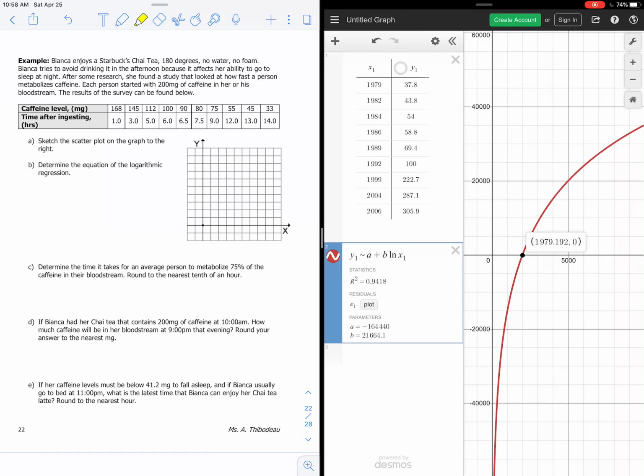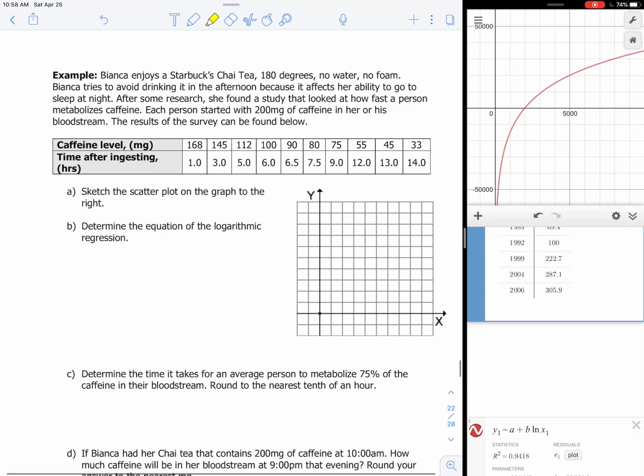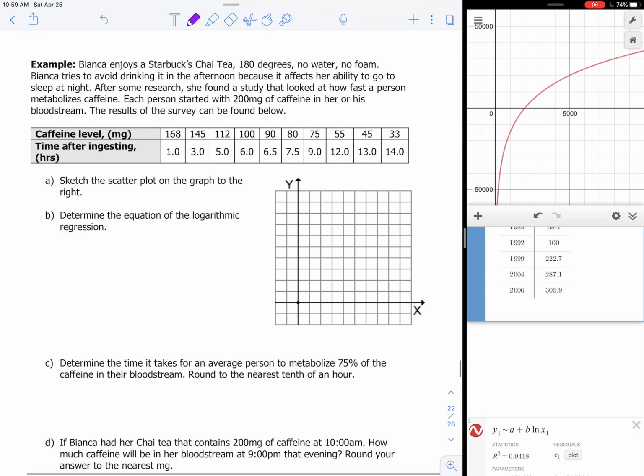First thing that it asks us to do is to sketch a scatter plot. When we are sketching a scatter plot, remember that is just drawing those points that we have, but notice it doesn't ask us to draw in a curve of best fit. If it wanted us to draw a curve of best fit, it would ask us to, but because it just says scatter plot, we are just plotting the points. We are not drawing in a curve of best fit.